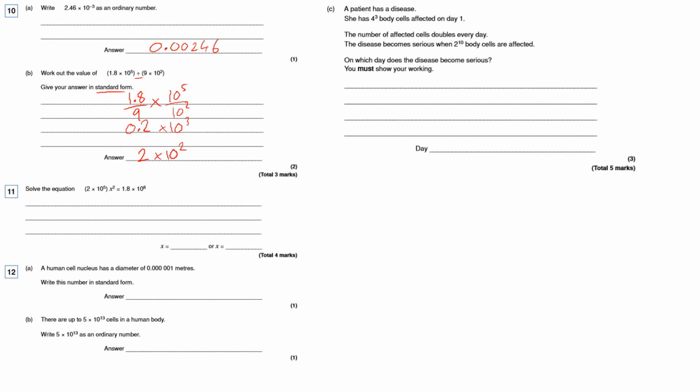For 11, solving an equation. Okay, so this looks complicated, but all you really have to do is divide by this bracket. So we're going to do 1.8 times 10 to the 8 and divide that by our 2 times 10 to the power of 5, and that should give us what x squared is.